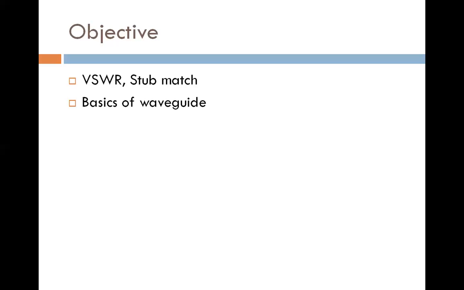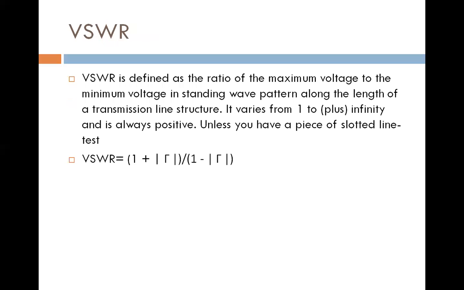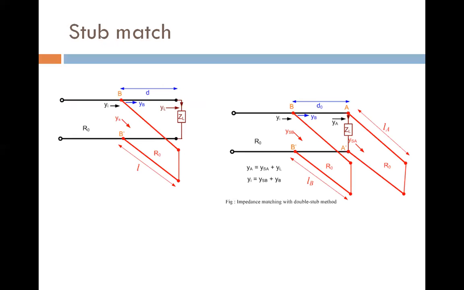Now we go for the next topic, stub matching. Exactly what does stub matching mean? Stub matching has two types, single stub matching and double stub matching. A stub is a section or piece of transmission line, either open or short circuited at its end.